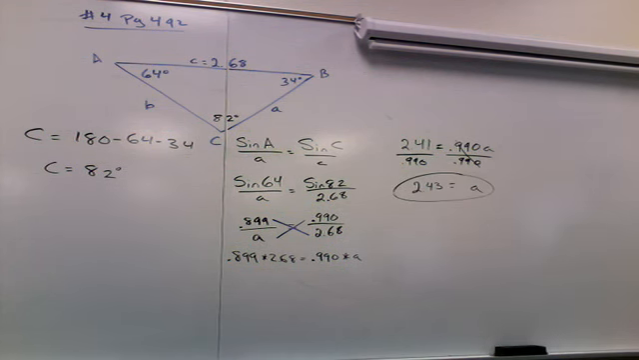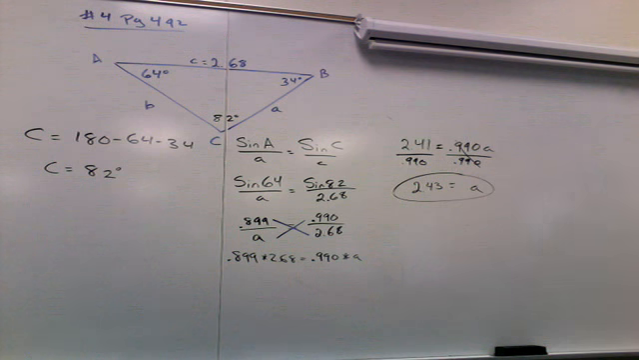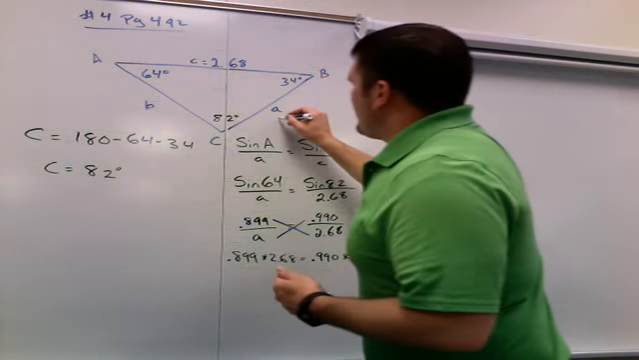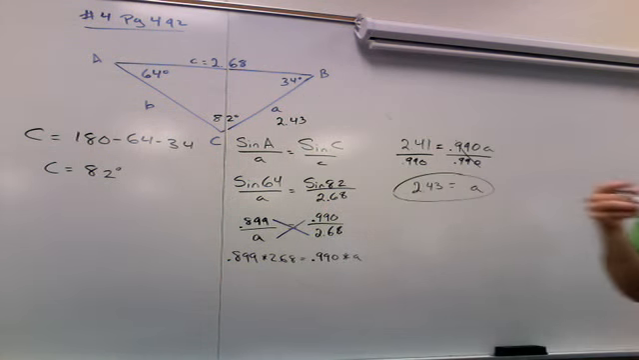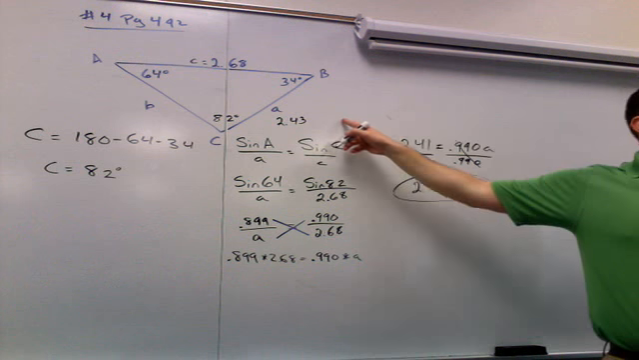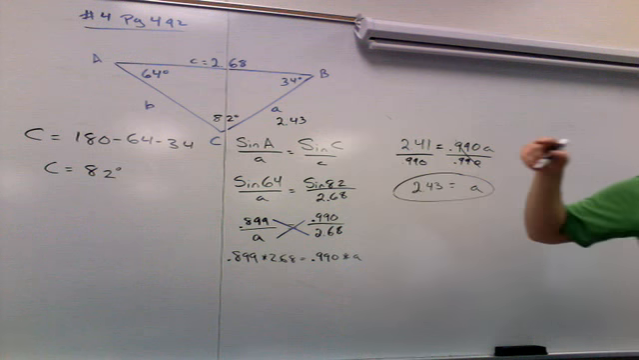Any questions? Why is that 2.43? Because 2.41 divided by 0.990 is 2.43. Does that make sense? Okay. Now, if I was doing this problem, we had to solve it. We had to find everything we don't know. I would take this 2.43 and write it next to little a. That way when I'm looking at this problem, I can use little a now too. Because the next thing we got to find is little b.